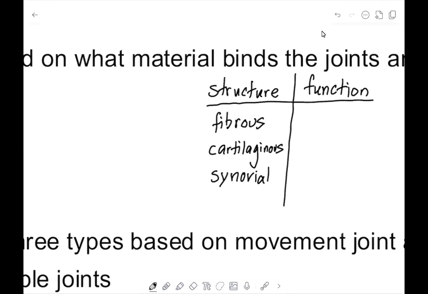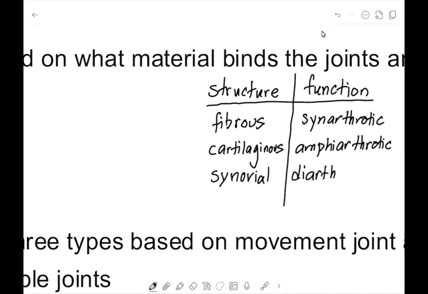Fibrous joints are almost always referred to as synarthrotic for the function. Cartilaginous joints are almost always referred to as amphiarthrotic for the function. And synovial joints are almost always referred to as diarthrotic for the function. You should be able to differentiate the structural terms from the functional terms.